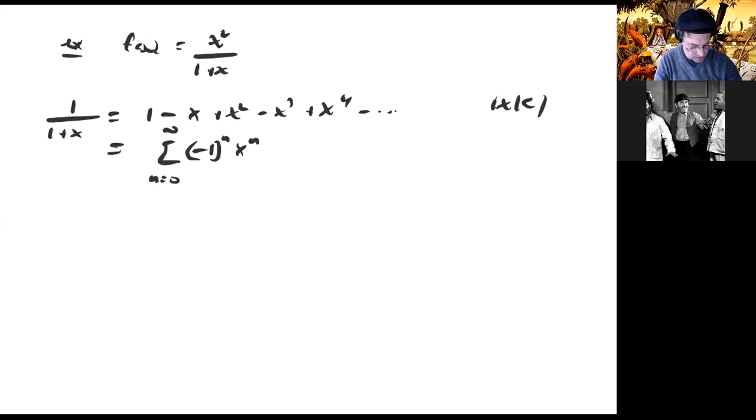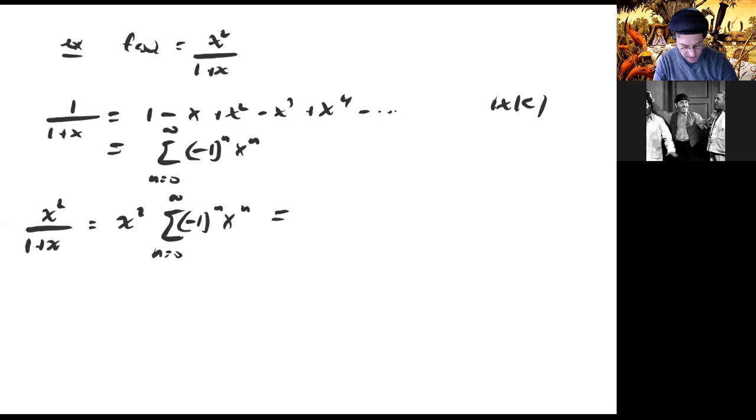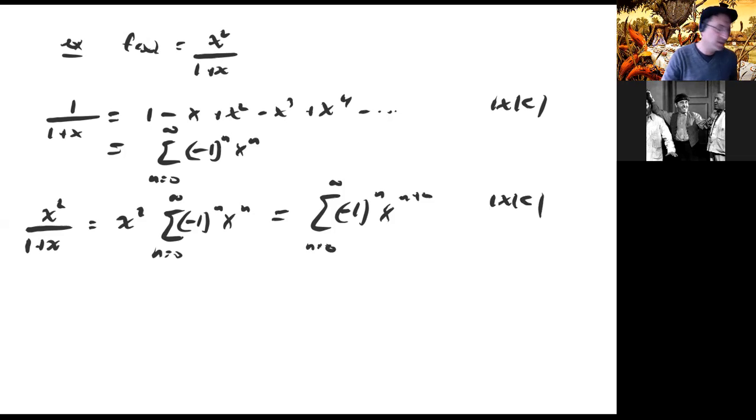So therefore, if we multiply both sides by x squared, you get x squared over 1 plus x should be the same as x squared times this sum. But that's the same thing as the sum of (minus 1) to the n, x to the n plus 2, as n goes from 0 to infinity. And this holds for absolute value of x less than 1. So that's a simple example, and not much more to that.